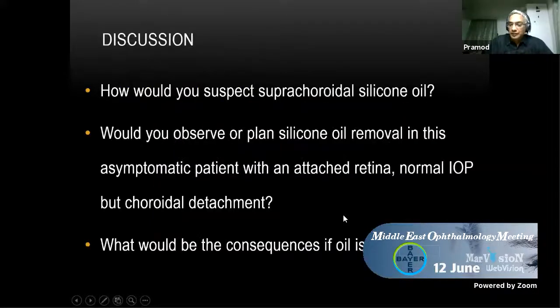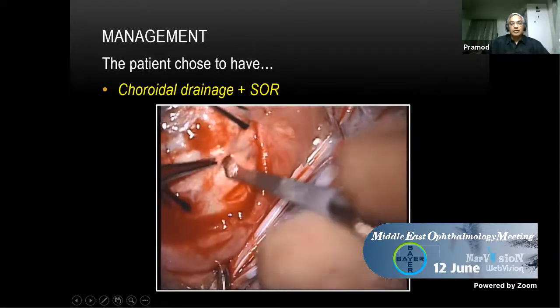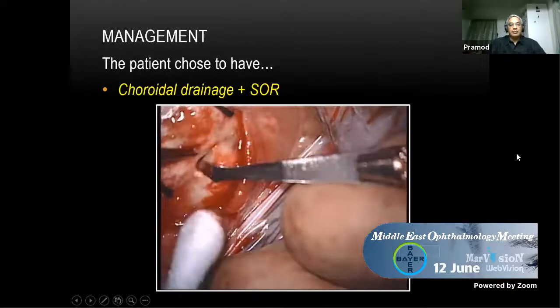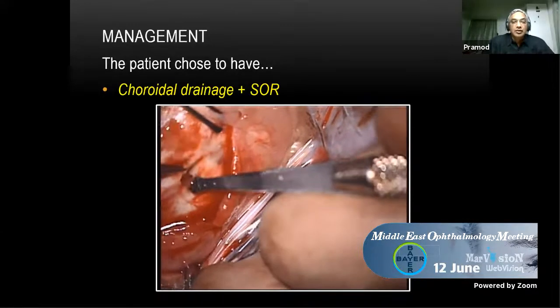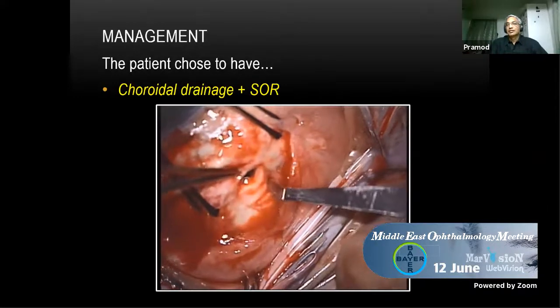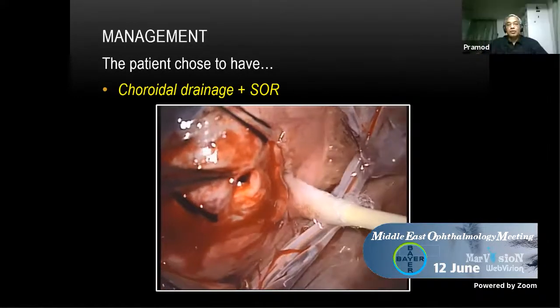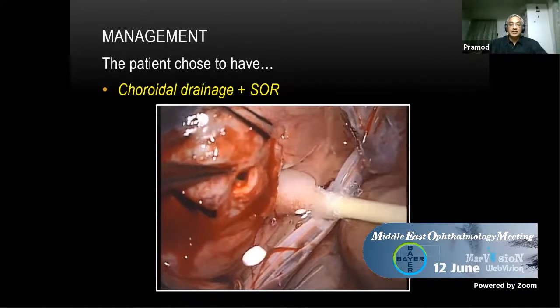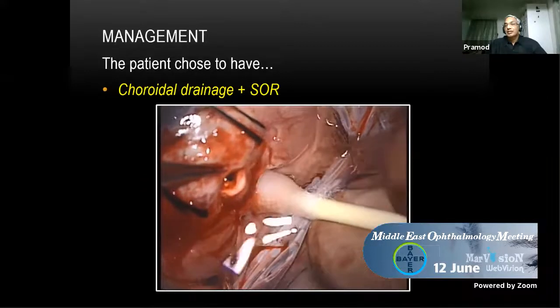What we realized when we did the choroidal drainage is this: you see here, when you cut the sclera, what is coming out of the suprachoroidal space is, what is this? An oil. It was suprachoroidal silicone oil. And the choroidal detachment is basically a choroidal elevation due to suprachoroidal silicone oil. That is what Dr. Carlos had a question about.